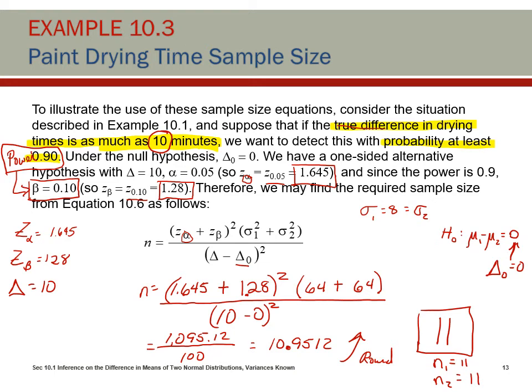So the beta must not have been quite as good as we wanted, because our sample sizes earlier were only 10. Now it says we need to go to at least 11 to be able to detect a difference of 10.